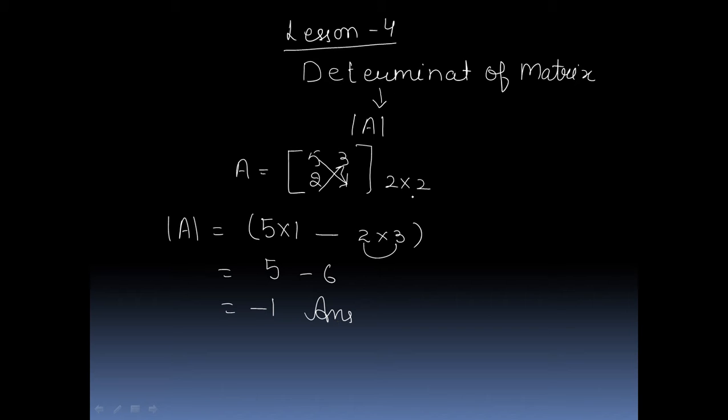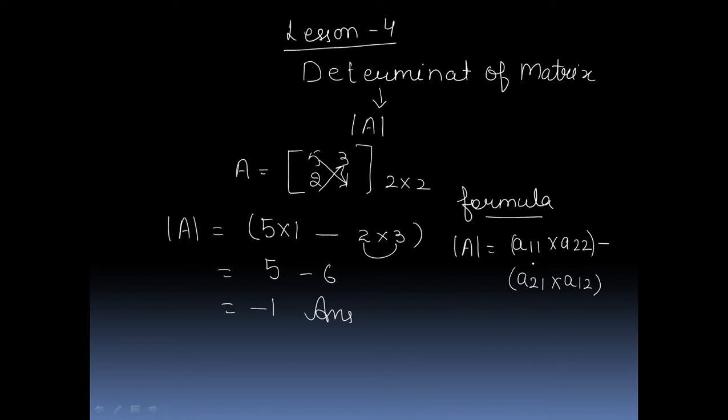Now, here we write the formula for calculation of determinant. For calculation of A determinant, we take this formula: A11 multiply A22 minus A21 multiply by A12. This is the formula of determinant of matrix calculation in 2 by 2 order. Only 2 by 2 order.